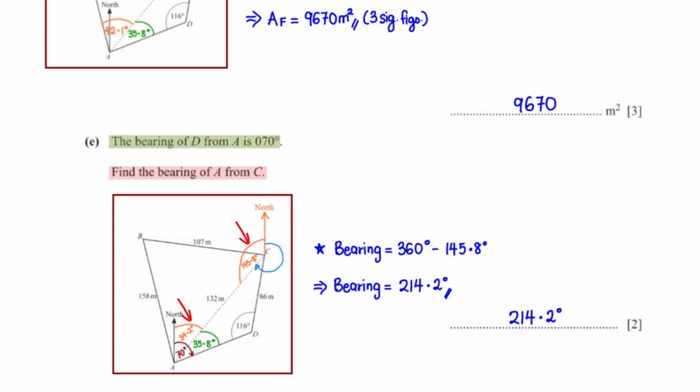These two angles are interior angles. Interior angles add up to 180 degrees. And so when we subtract 34.2 degrees from 180 degrees, we get 145.8 degrees. And so the bearing will now be 360 degrees minus 145.8 degrees, which is equal to 214.2 degrees.